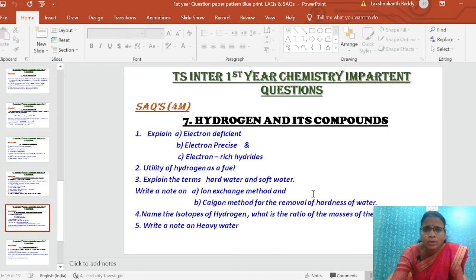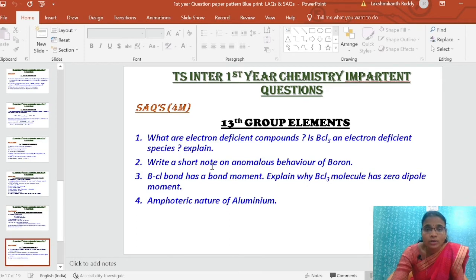Next, hydrogen and its compounds. So explain electron deficient, electron precise, electron rich hydrides, utility of hydrogen as a fuel. Explain the terms hard water and soft water. Write a note on the ion exchange method and Calgon method for removal of hardness of water. Okay, so name the isotopes of hydrogen. What is the ratio of the masses of these isotopes? Next question, write a note on heavy water. So these five questions are important from hydrogen and its compounds.